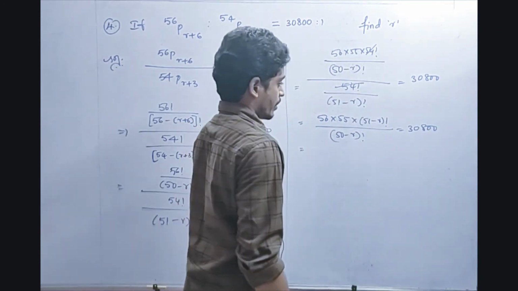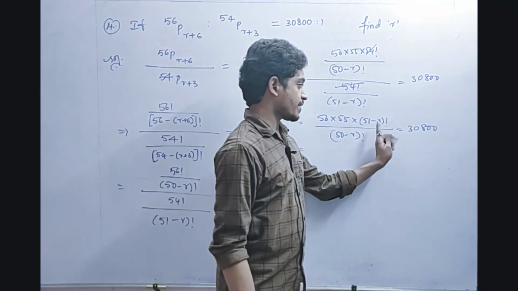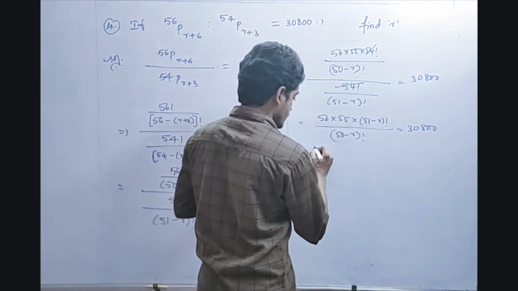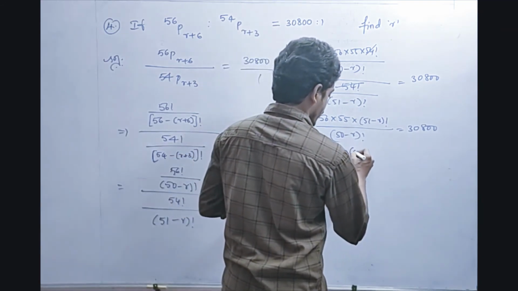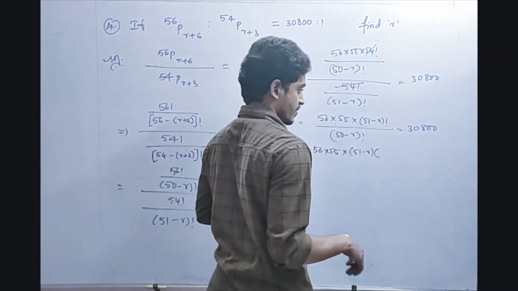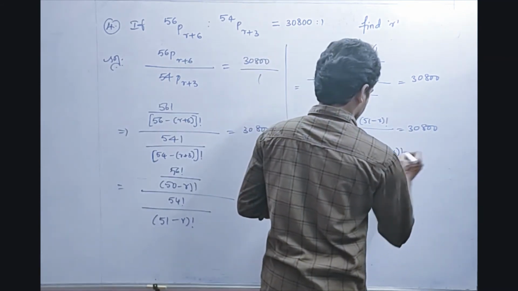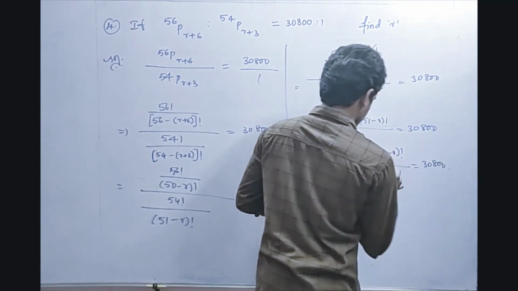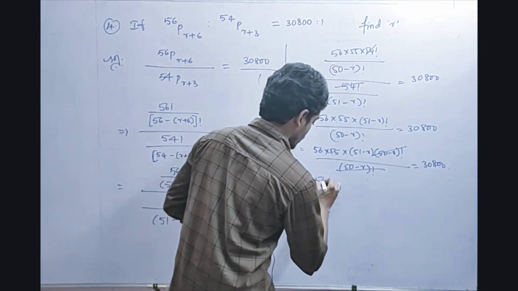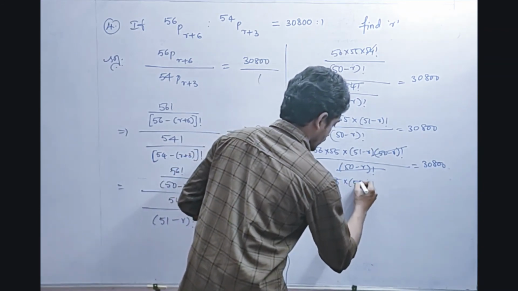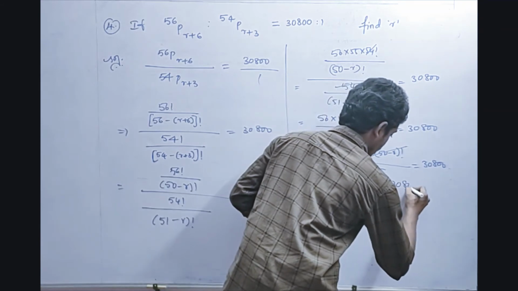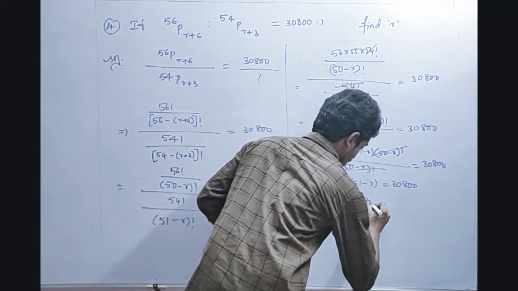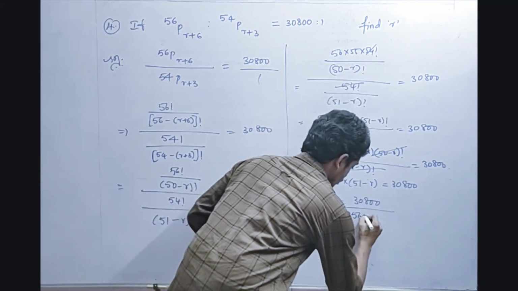So now if I subtract 1 from this term, can I get 50 minus R factorial in it? Yes, I will get. So 56 into 55 into 51 minus R into (51 minus R minus 1) factorial, that is 50 minus R factorial, whole divided by 50 minus R factorial equals 30,800. So these two terms get cancelled. So what is the remaining term? 56 into 55 into 51 minus R equals 30,800. So 51 minus R is equal to 30,800 whole divided by 56 into 55.